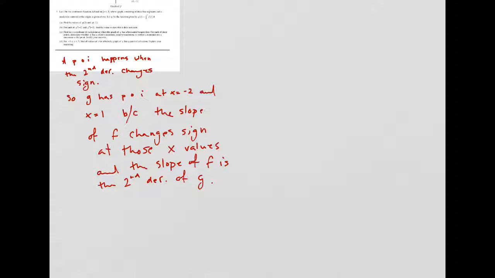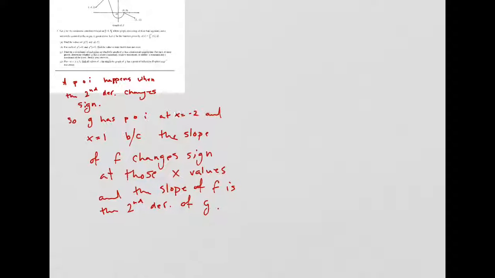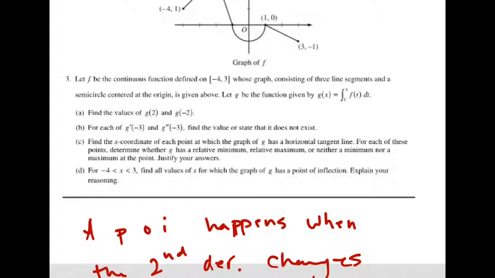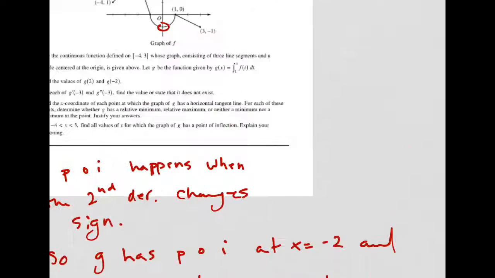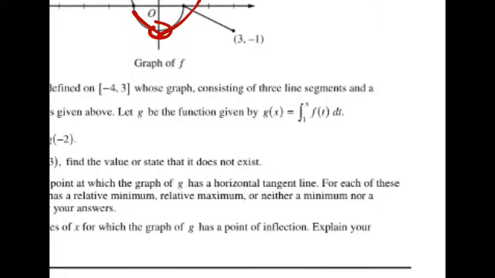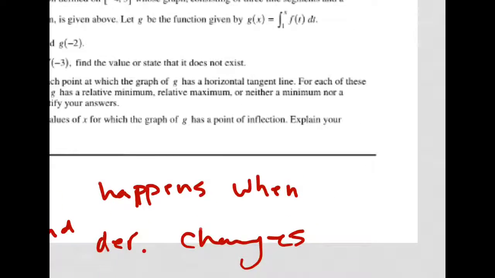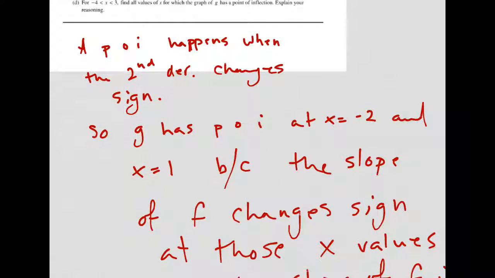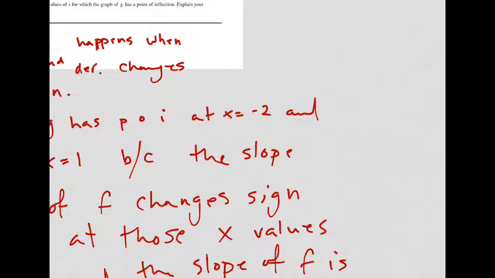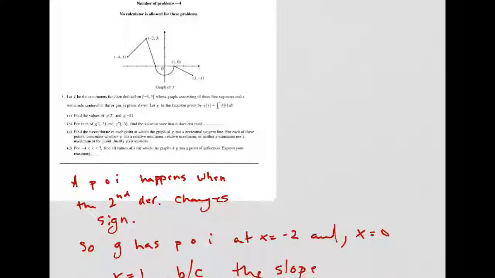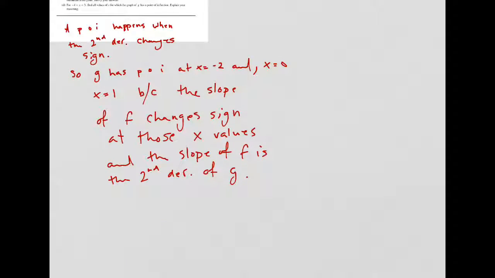And wait a minute. It also changed right there, right? We have a negative slope and then a positive slope. Almost missed it. So x equals -2, x equals 1, and also x equals 0. Almost missed it. But still the same reasoning. Okay, we're done.